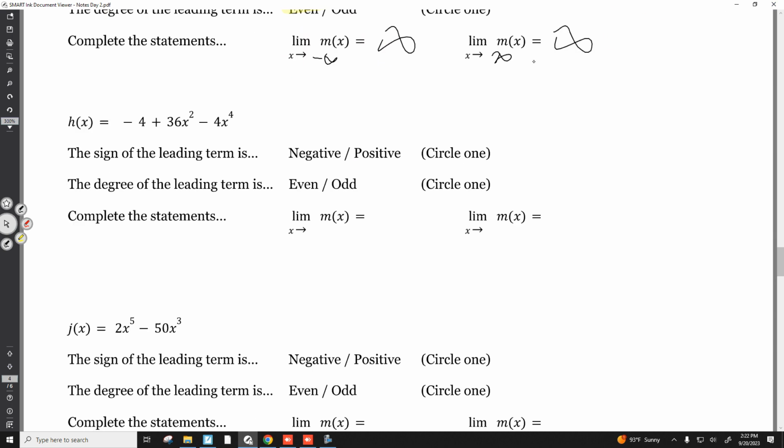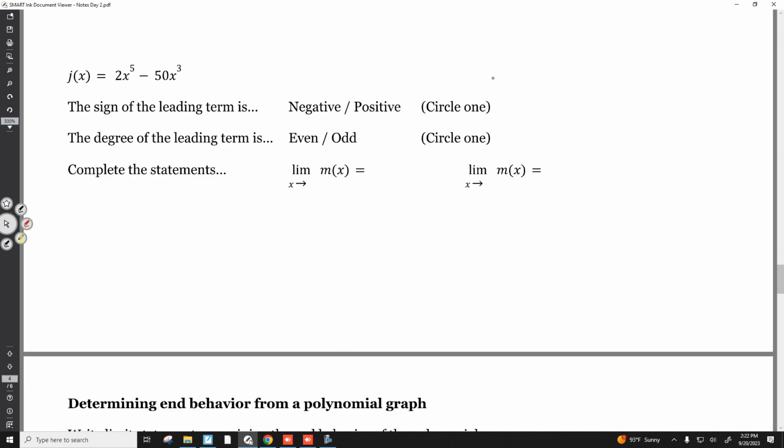The next one, also easy, but you have to identify that the negative 4x to the fourth wins. Negative, even. This is our down and our down. To the left and to the right, we are going down. That's easy. It's the odds that people make mistakes on, which is why we give you more odds than evens for your quizzes and your tests.